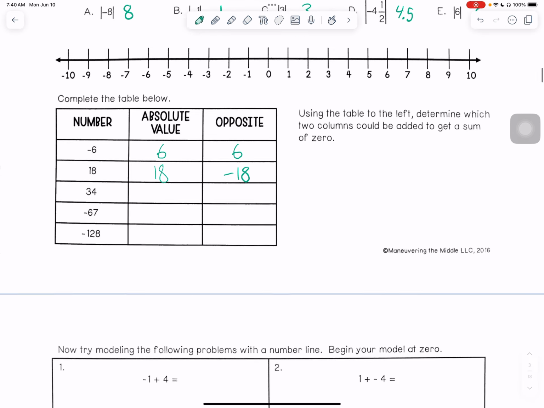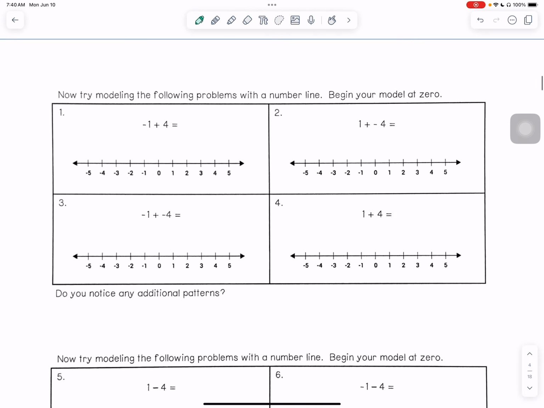So now that you've done that, we're going to try modeling the following problems with a number line. You're going to begin your model at 0. So it says -1, so I'll go from 0 to -1, plus 4. So I need to go 1, 2, 3, 4. That will tell us that my answer is going to be 3. If we look right here, my answer is 3. So we want to do that for each one of these.